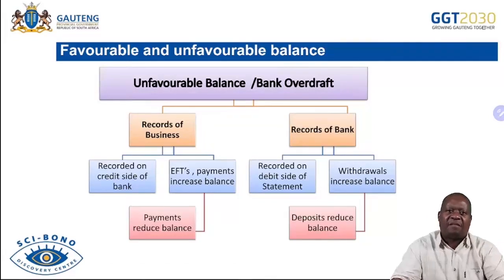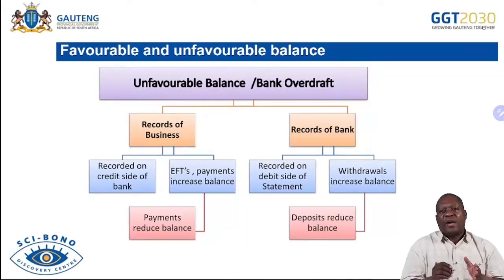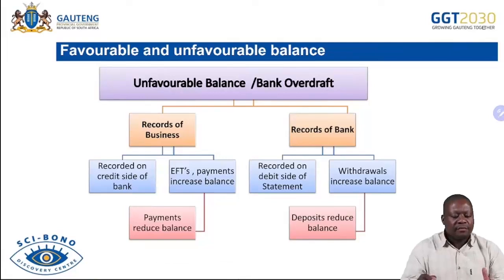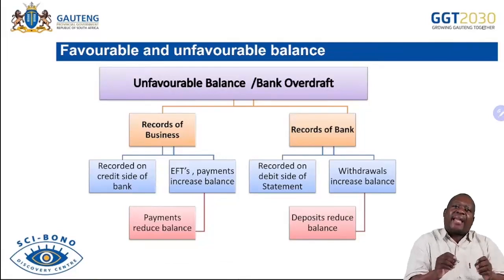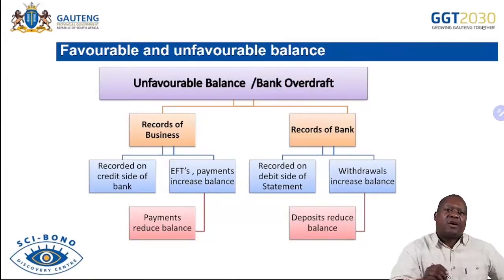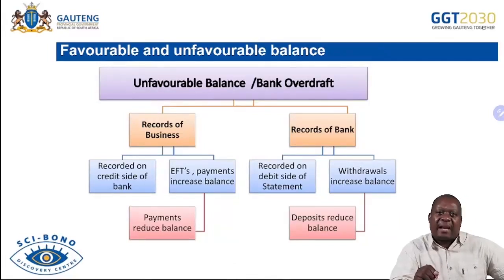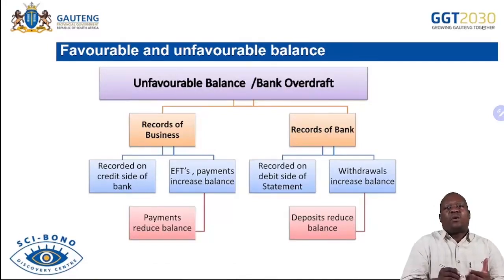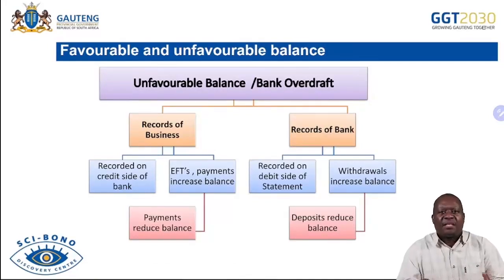So it becomes unfavorable and we call it a bank overdraft. Now, you need to know, when we are dealing with a bank overdraft, according to the records of the business, it is recorded as a credit balance. Remember, it is now a liability. So it is recorded on the credit side of the bank account as a credit balance. And it means we are owing the bank. It's a liability and the balance becomes credit.